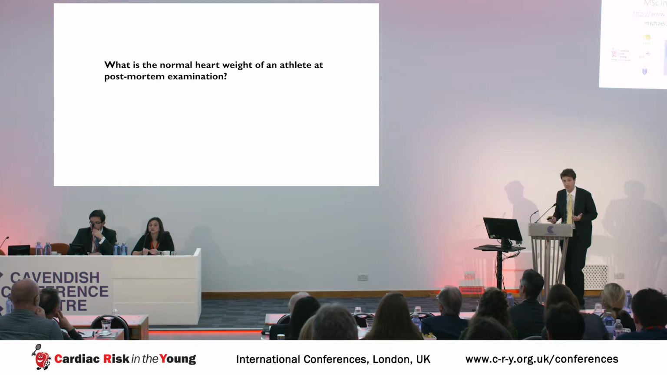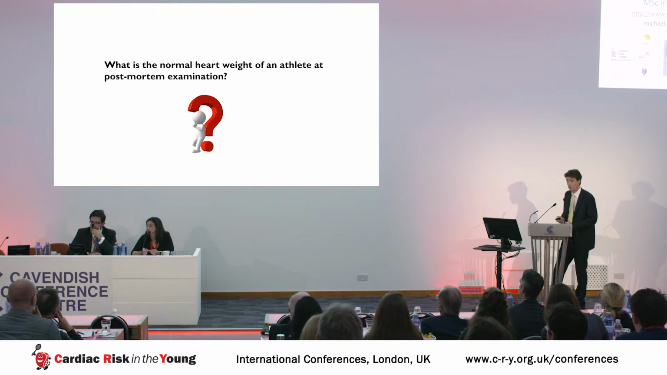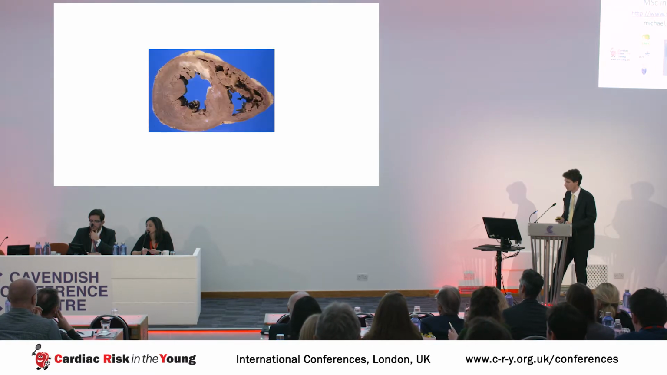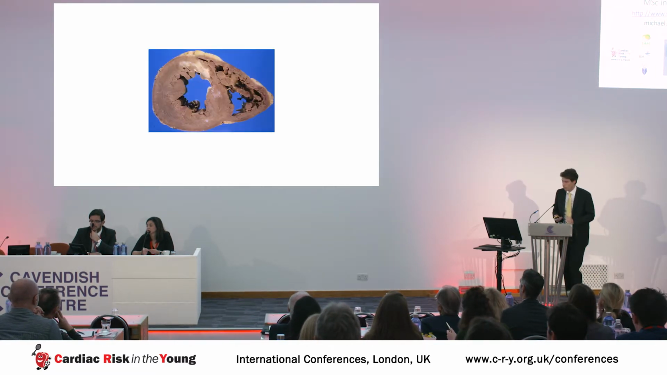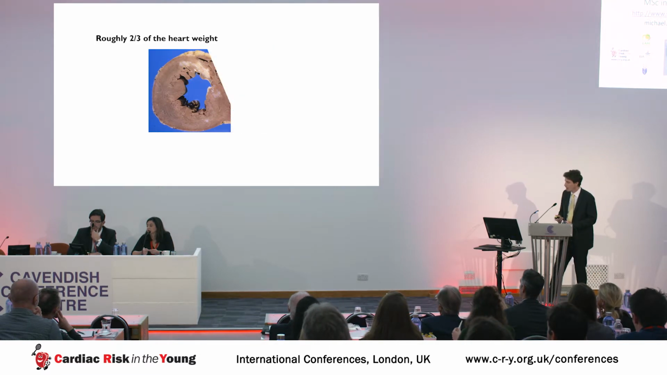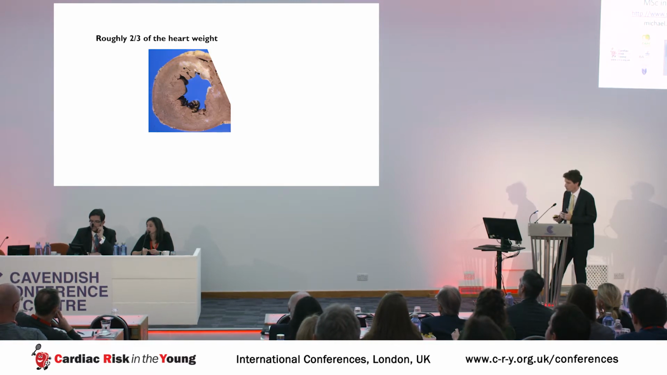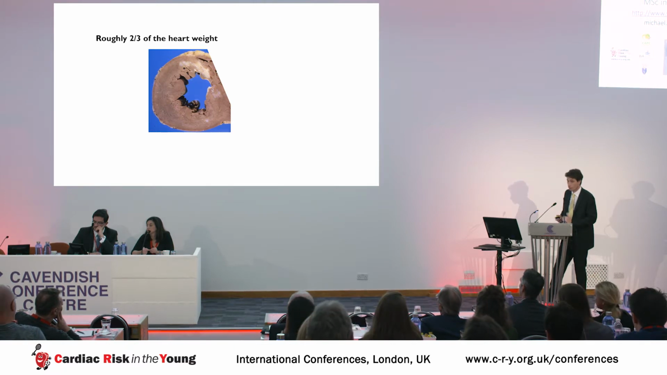An athlete that doesn't have a cardiac disease and doesn't die suddenly. So far, we don't have an answer to this question. There are no cohorts that describe the normal heart weight of athletes at postmortem examination. However, we can consider that the heart weight at postmortem is given two-thirds by the LV mass, including, of course, the interventricular septum. And this relates to data from studies that were published more than 40 years ago.